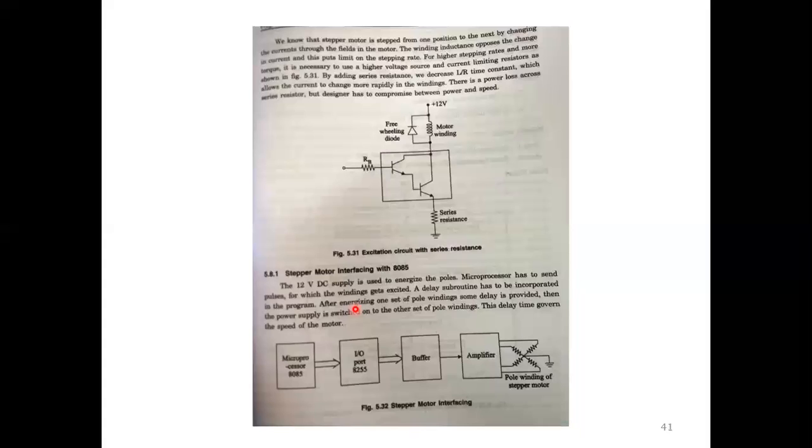This is the excitation circuit with a series resistance, having a freewheeling diode, the motor winding, and the series resistance. If I give an input of 5 volts, it will drive the required voltage to the motor windings. This is the stepper motor interfacing with the 8085: the microprocessor 8085, the input output ports 8255, then the buffer, amplifier, and then the windings of the stepper motor.